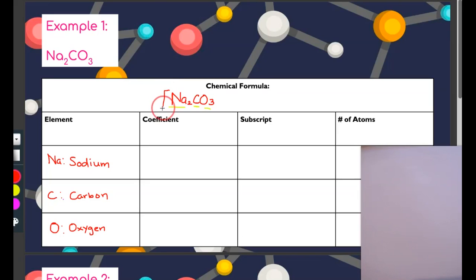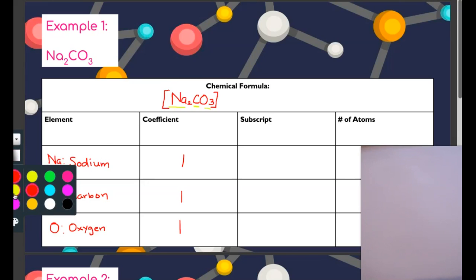Remember, the coefficient is that big number that comes in front of the molecule. In this case, we can see that we do not have a coefficient written. So we want to remember our rule, none means 1. So if there's no coefficient written, we assume that the coefficient is 1. We also know that the coefficient is related to the entire molecule, so the same coefficient must be true for all of the elements that are present.